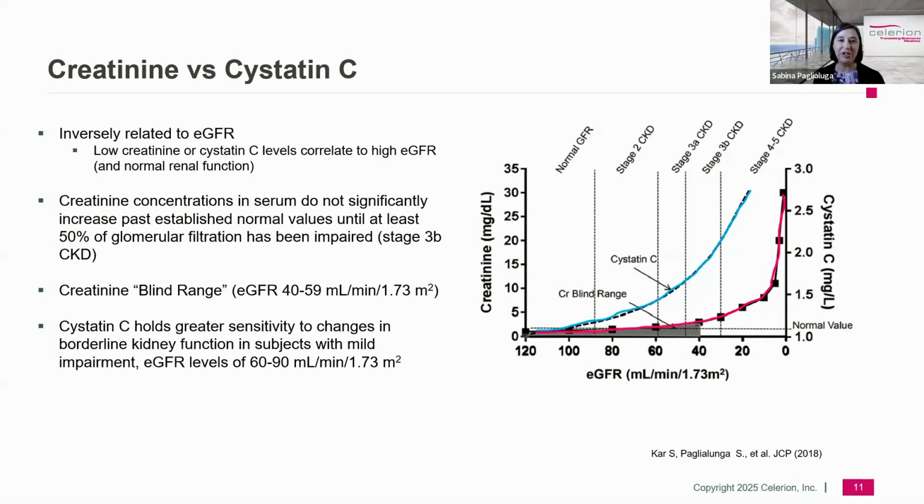to 59 mils per min. And this range is termed the blind range. On the other hand, cystatin C in blue performs better across all CKD stages, avoiding the blind range.